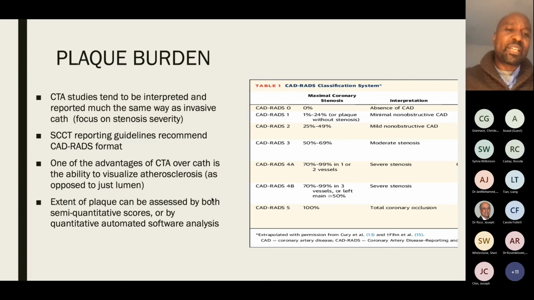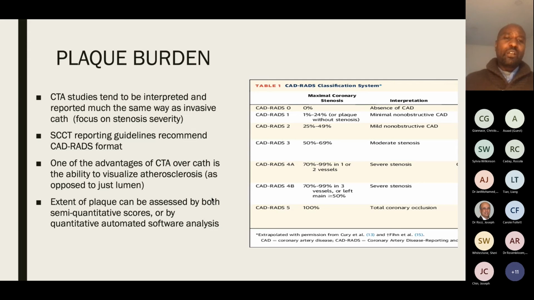And even the Society of Cardiovascular CT guidelines recommend using the CAD-RADS format in your template as a standardization tool. And you can see the legend for CAD-RADS. It's again based on diameter stenosis, where a score of 0 has no stenosis, 1 is minimal, 2 is mild, 3 is a moderate stenosis, 4 is a severe stenosis, where 4A is in a single or double vessel, and 4B is high risk, where it's triple vessel or left main, and then 5 is occlusion.